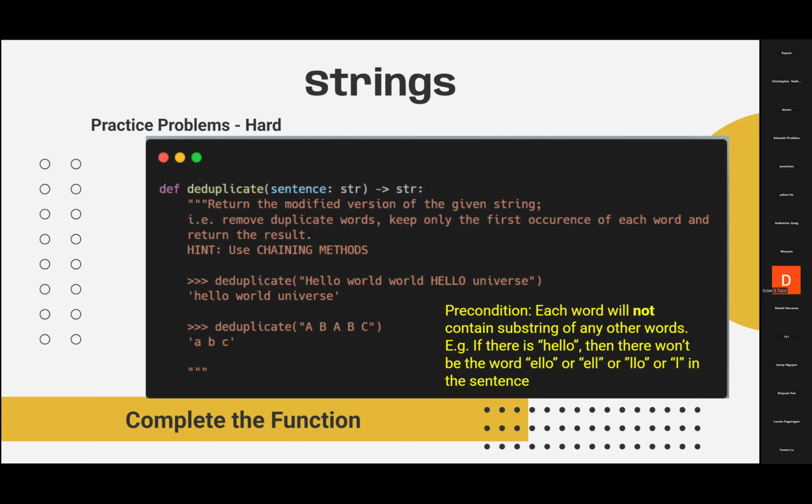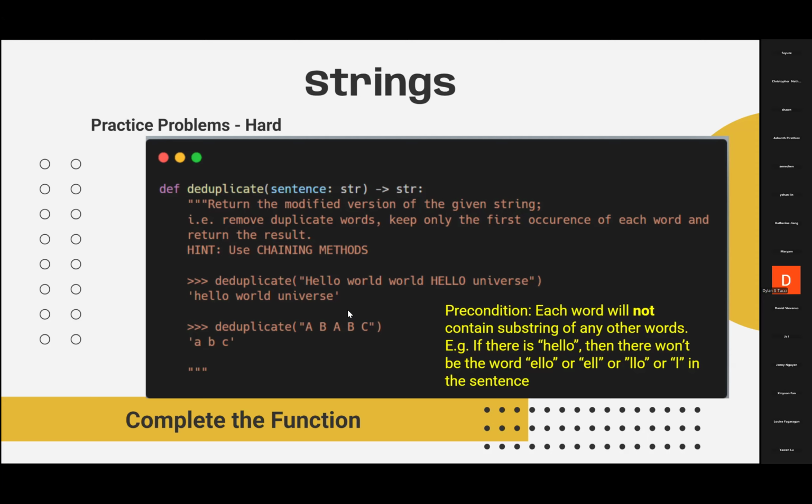And then to make things easier, there's some precondition. Each word will not contain a substring of any other words. Each word is not a substring of any other words. Suppose there is "hello" in the sentence, and there won't be the word "hell" or "o" or "l" in the sentence. So it can make things easier for you guys.